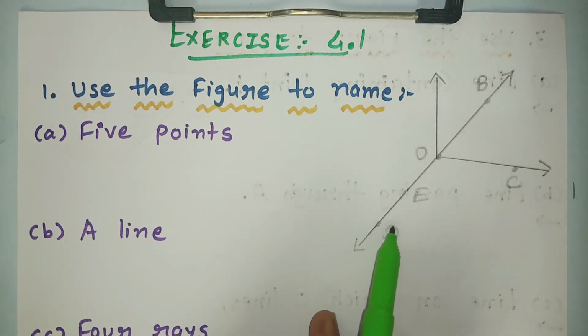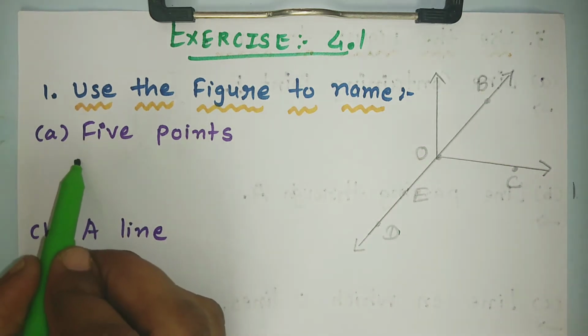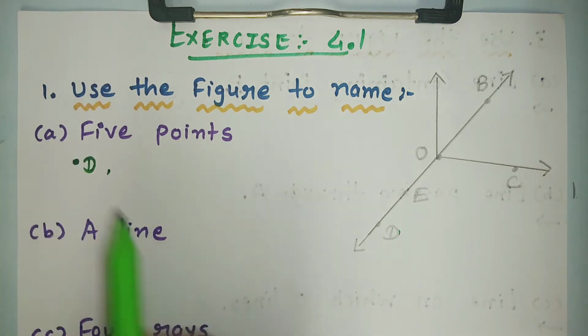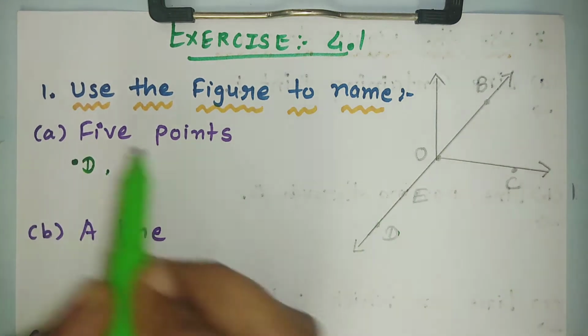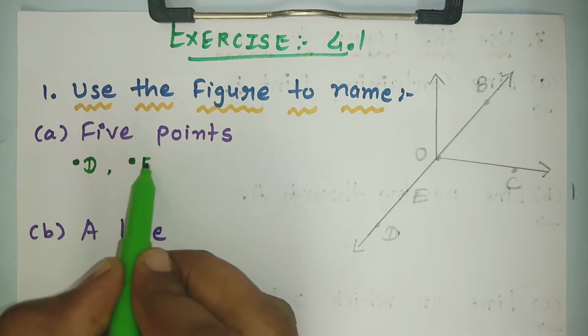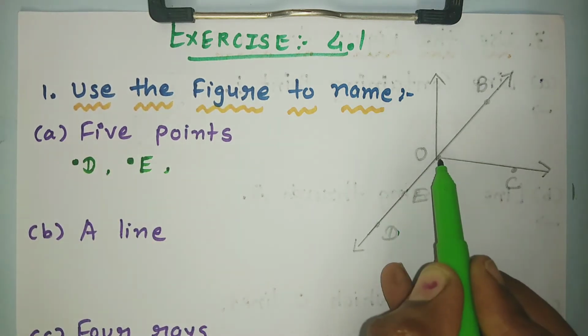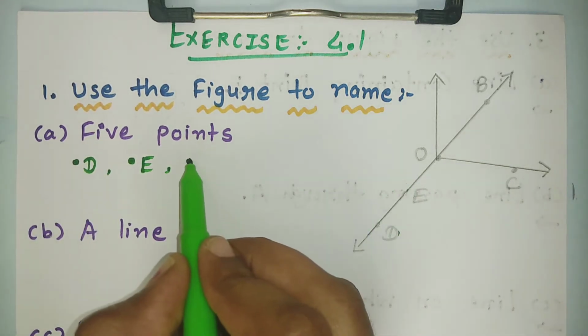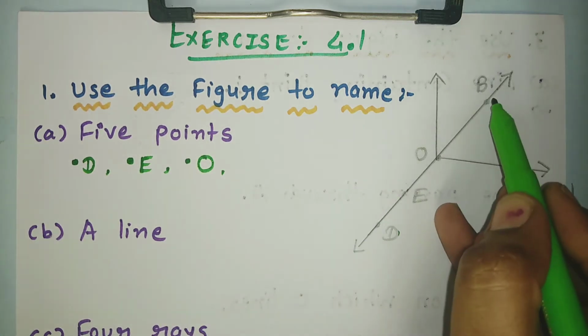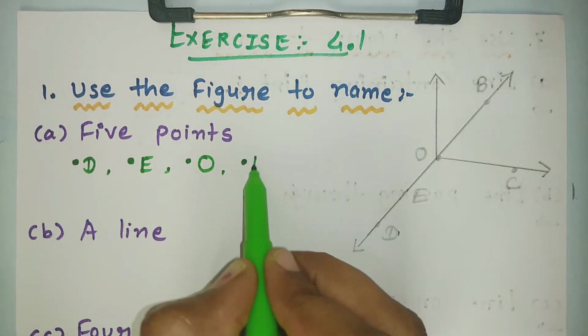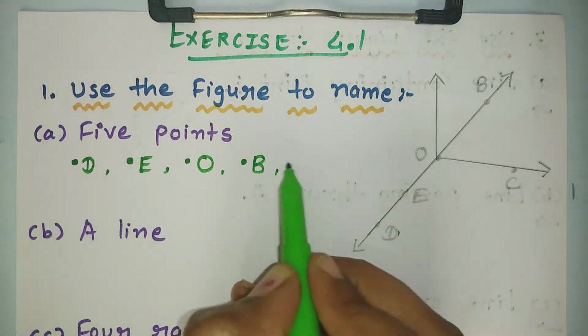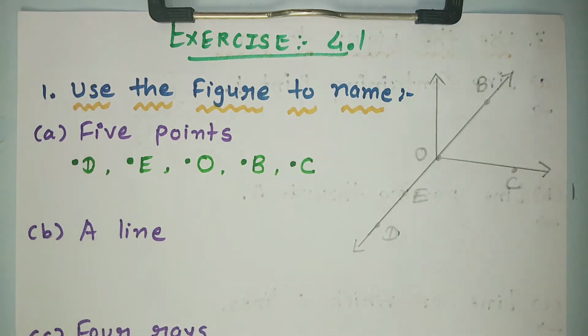So this is the point. D is the point, so I will write point D. The next, E is a point. So point E. This point is O. B, and this is the point C. So these are the 5 points shown on the figure.